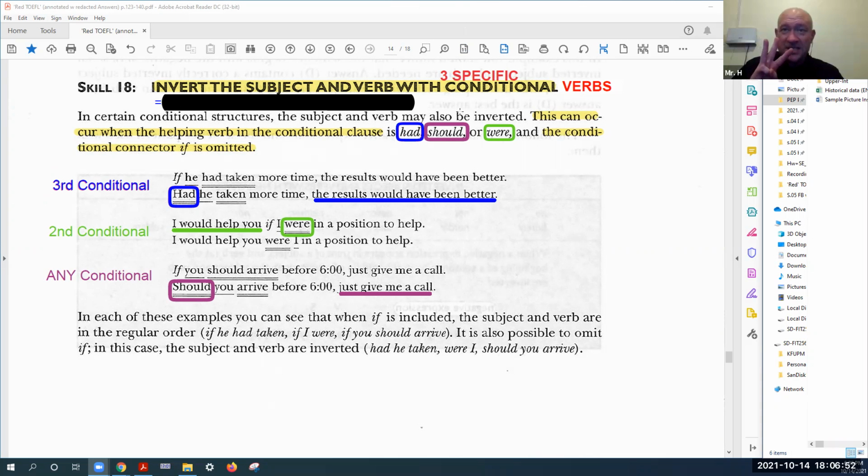Three specific, finish it: conditional verbs. Okay, there are three specific conditional verbs in skill 18. Now, not all conditional verbs are possible in this skill. Only three. You have to remember this. Just three specific conditional verbs.